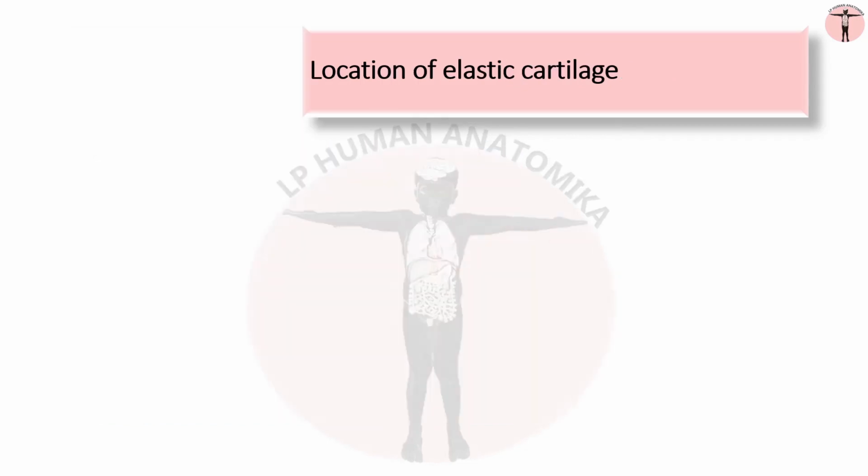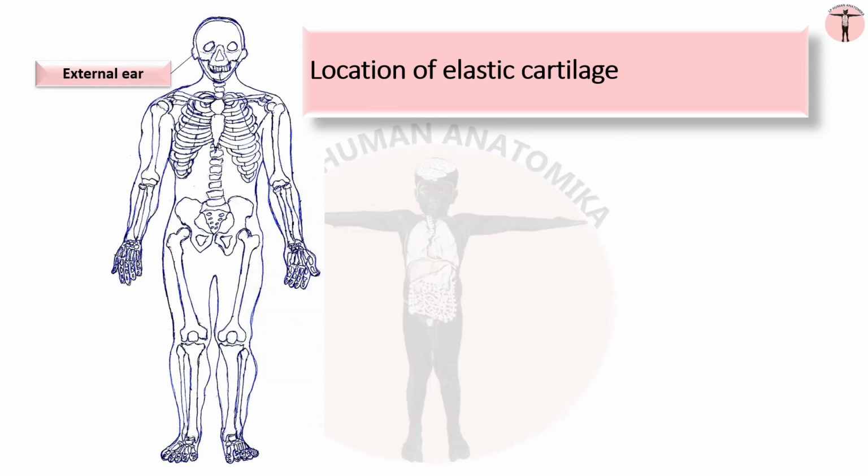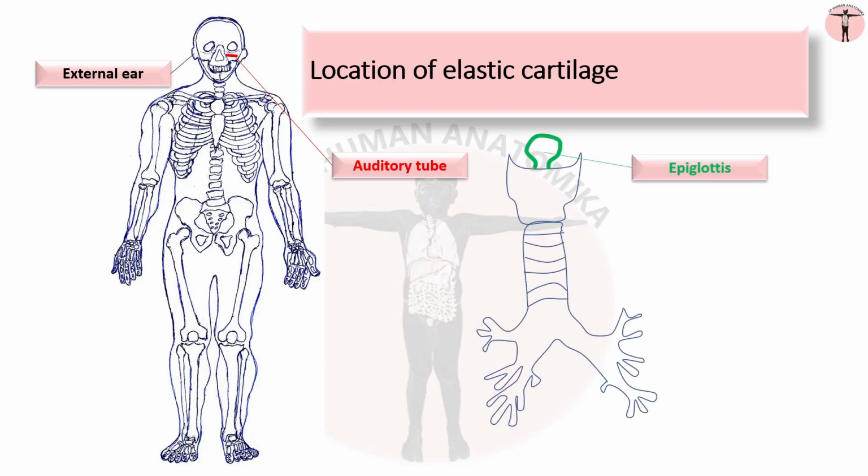Elastic cartilage is located in external ear, auditory tube or eustachian tube extending from ear to nasopharynx, epiglottis, corniculate, and cuneiform. All three belong to larynx. All these are either related to production or reception of sound.